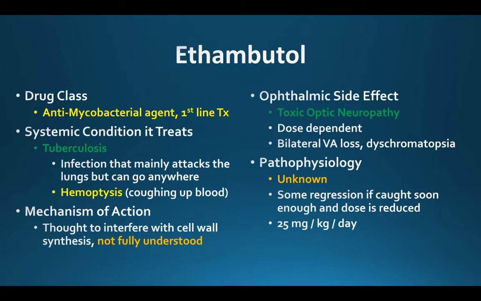The first drug is ethambutol. Ethambutol is an antimycobacterial agent that's used in the first-line treatment of tuberculosis. Tuberculosis is a mycobacterial infection that mainly attacks the lungs, but can go anywhere in the body. Some common organs that it can affect besides the lungs include the brain, the spinal cord, and the kidneys.